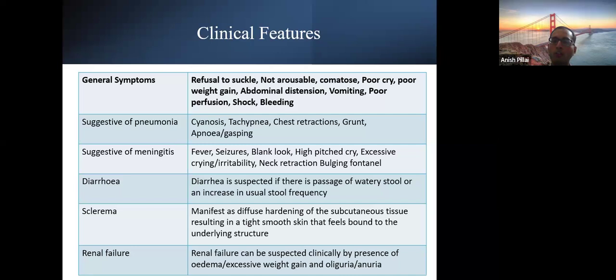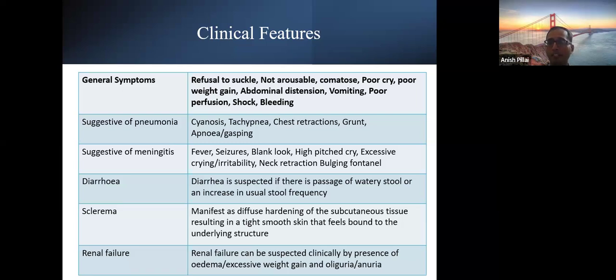Suggestive of pneumonia, there could be fast breathing, retractions, grunting, apnea, cyanosis. If we suspect late onset sepsis with meningitis, there could be fever, seizures, staring look, high pitched cry, irritability, neck retractions. There could be a bulging fontanelle.